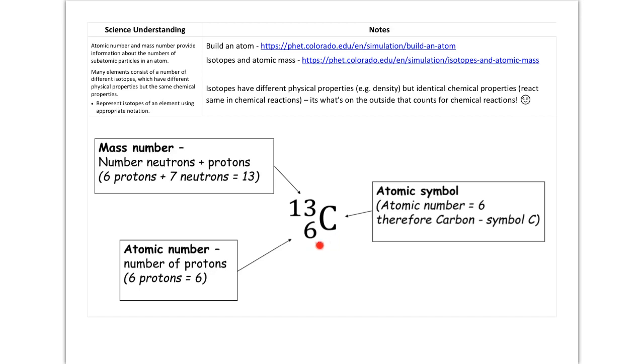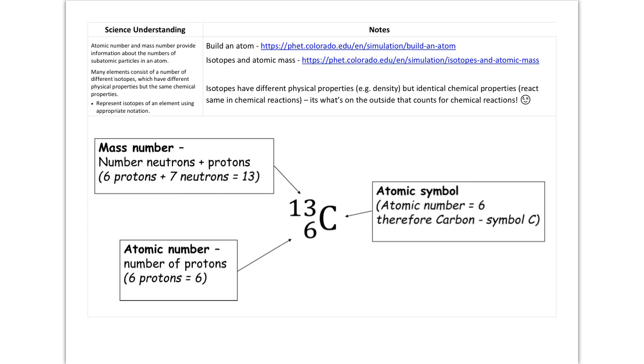So in a sense, we don't need both of those, but we do write that for completeness. Now the number here at the top is the mass number, and this tells us about the number of neutrons plus the number of protons. So in this case, if this says 13, we know that carbon has 6 protons, so therefore 13 minus 6 is 7, or 6 plus 7 is 13. So this isotope of carbon must have 7 neutrons.